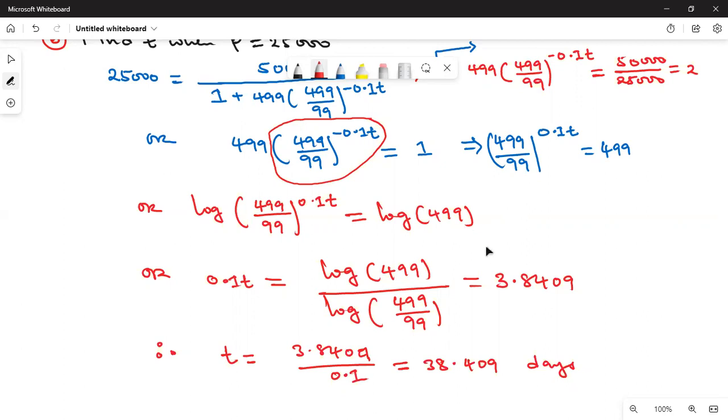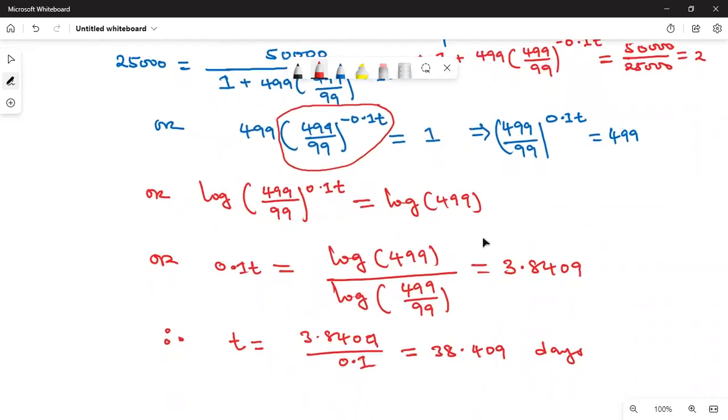So I won't look at example number 3 because it's just related to what we have done in example number 2.